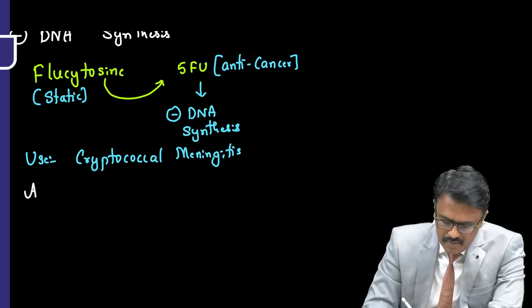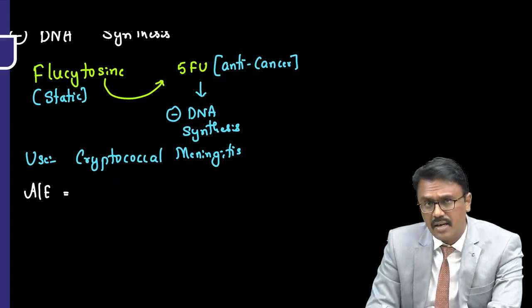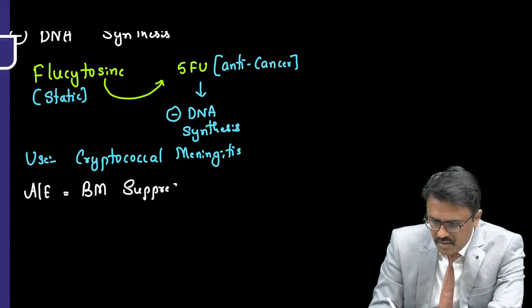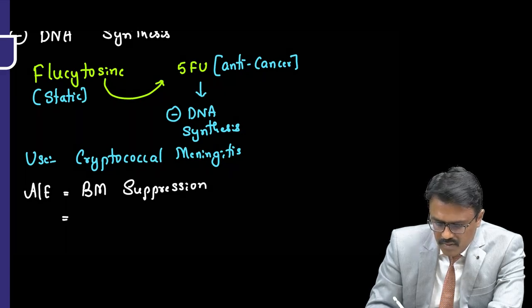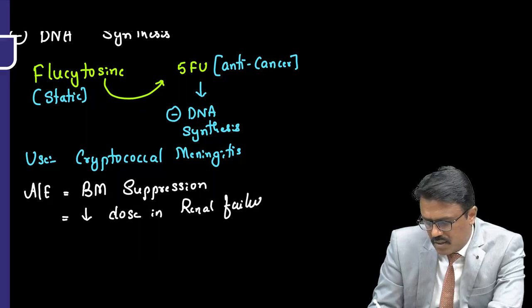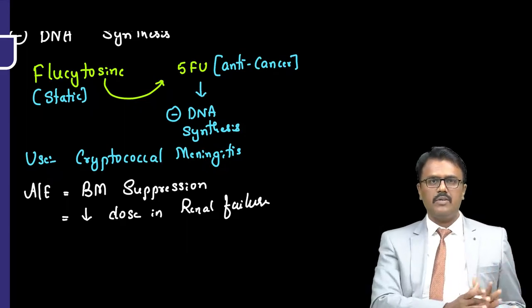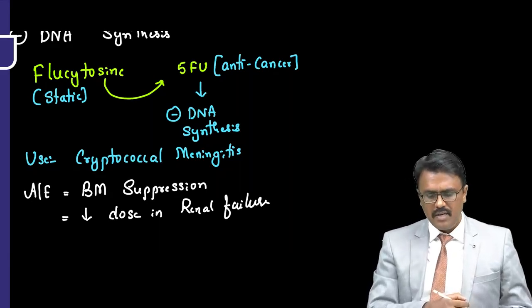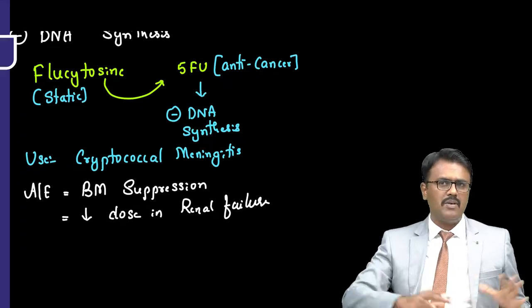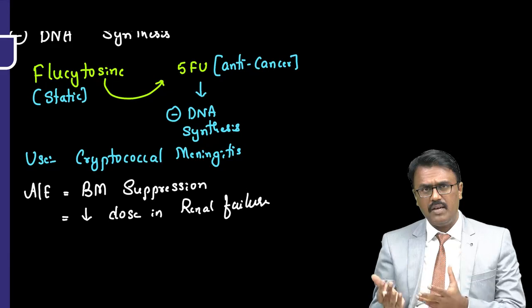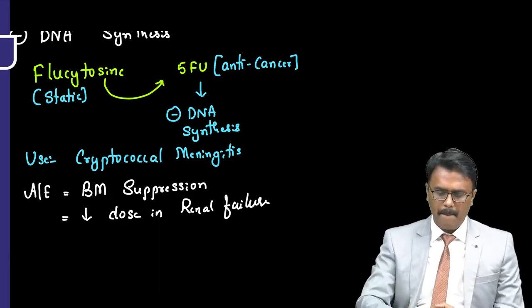What is the adverse effect of the drug? Since it can also enter our cells and get activated, there is a chance of bone marrow suppression. And most important, you should decrease the dose in a patient with renal failure. So these are the points. Simply remember, flucytosine can become 5-fluorouracil and inhibit the fungal DNA synthesis. It is used in cryptococcal meningitis. Why bone marrow suppression? Because our cells can also convert flucytosine into 5-fluorouracil. Very less chance, but if they convert, there is a chance of bone marrow suppression.